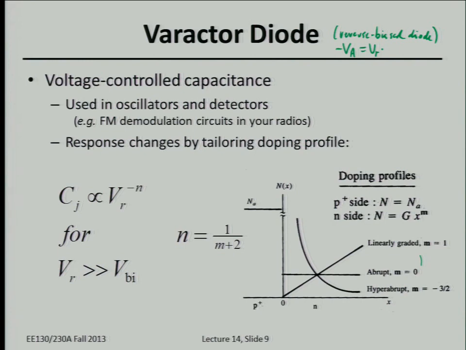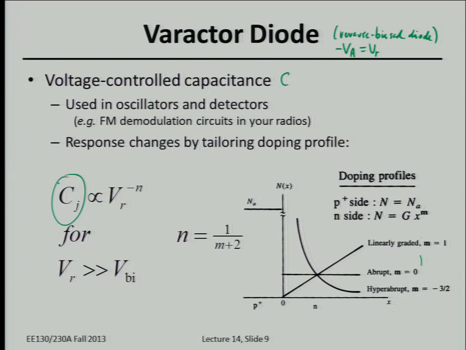So under reverse bias, what changes as you increase or decrease the reverse bias voltage? Right, the depletion region width changes. Ideally, the reverse bias current doesn't change much. But the width of the depletion region changes. So the junction capacitance changes. So this is right here, the junction capacitance.